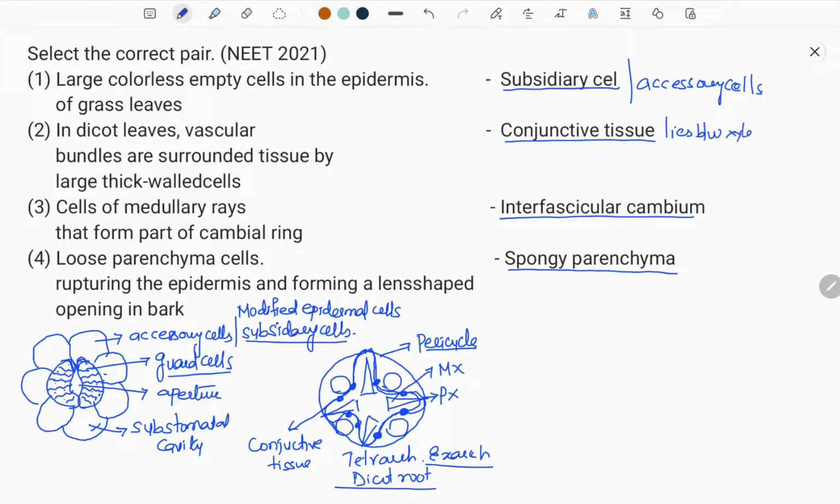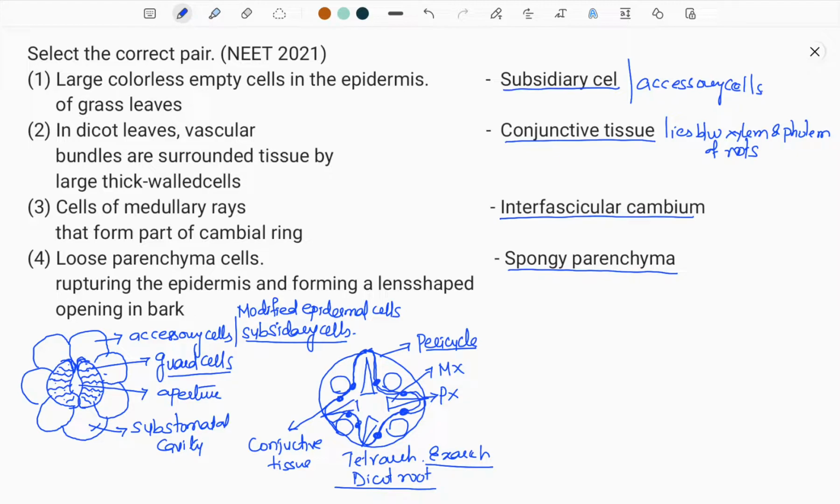It lies in between xylem and phloem of roots, not of shoots, found in roots. So that is conjunctive tissue. A particular type of cell is taken here in the exam. Third one is interfascicular cambium.